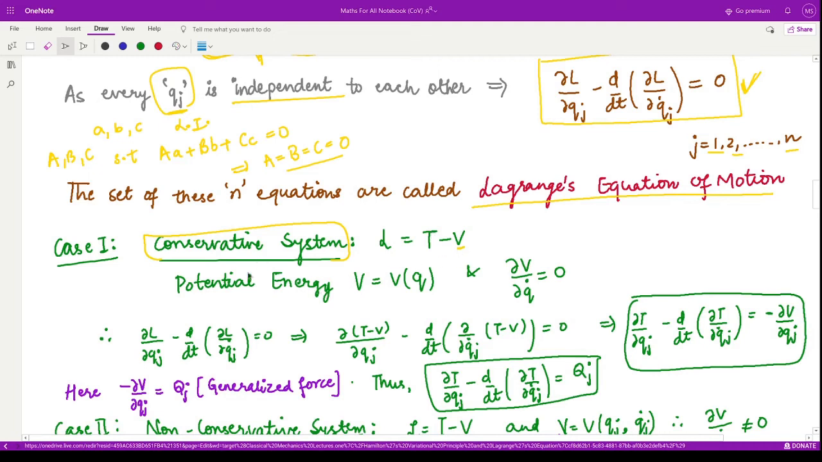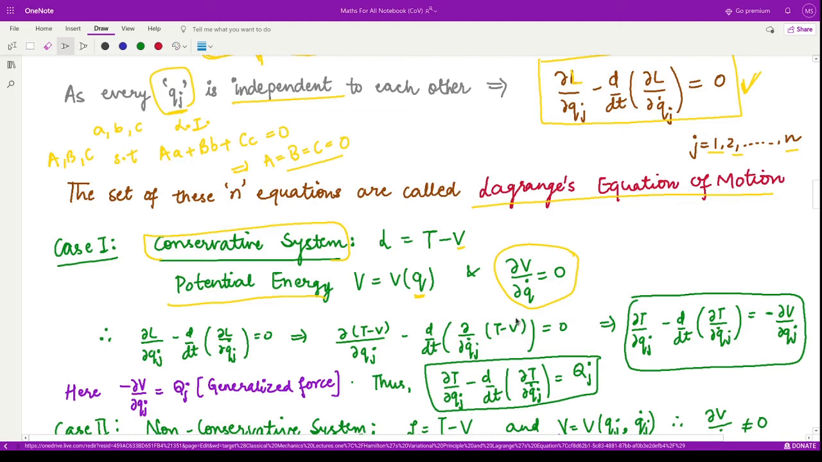But for conservative system, this potential energy is a function of Q only and not Q dot. That means this derivative term is equal to 0 in conservative system. So let us substitute the value of L over here as T minus V. Instead of L, we write T minus V here and here. Then we can separate out the terms. From the first one, you'll get del T by del Qj, and from the second one, you'll get minus del V by del Qj, and similarly on the right hand side.